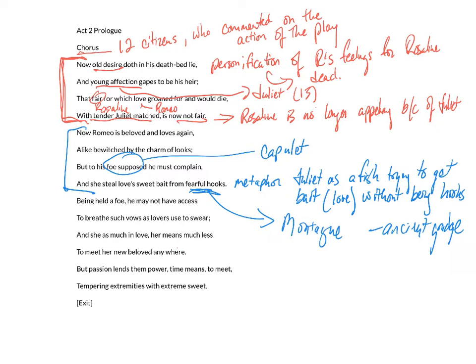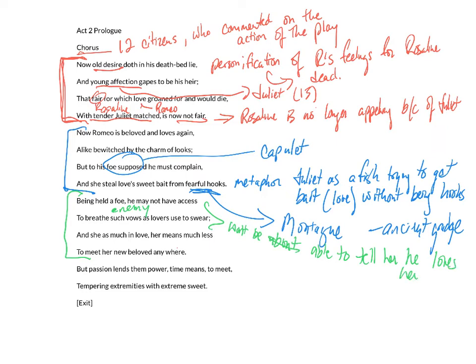So now we have the third quatrain. Being held a foe, he may not have access to breathe such vows as lovers use to swear. Okay, that one's fairly straightforward. Because he's a foe, an enemy, he might not have access to breathe such vows as lovers use to swear. Access just means he won't be able to tell her he loves her. And in fact, in the next scene, we're going to see the great lengths he has to go through just to be able to talk to her.